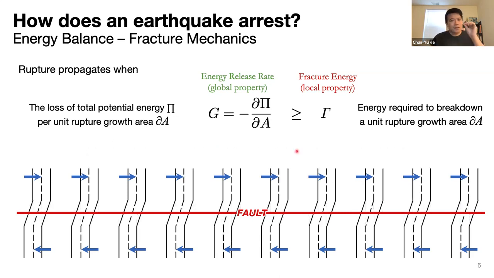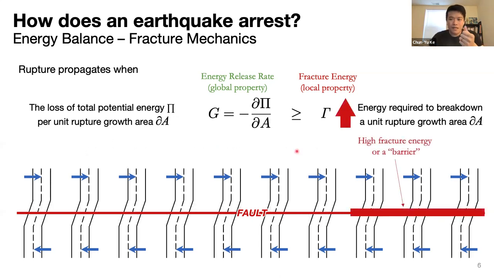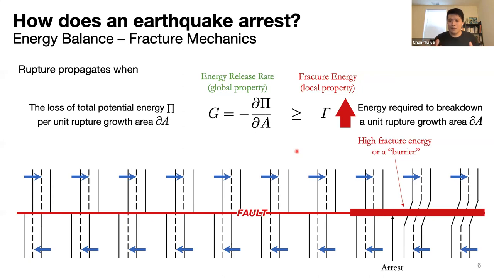So to make an earthquake arrest, one option is to have a barrier with high fracture energy so that it can absorb the energy and stop the rupture soon after it propagates into it. And this is what most models assumed, analytical or numerical, but there's no guarantee that this is always the case.